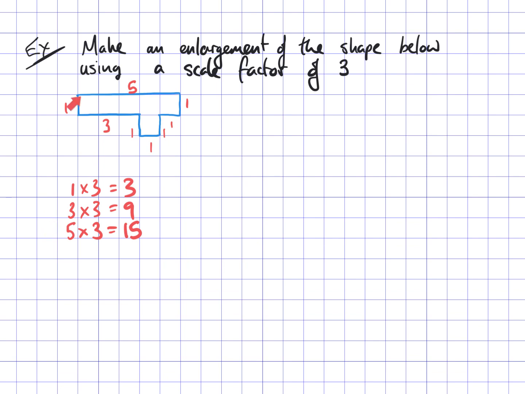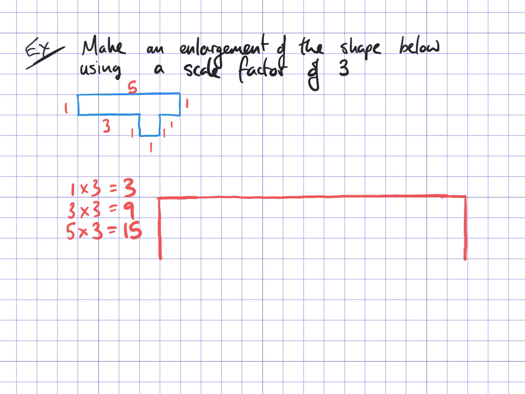So this side here that's 5 boxes long, 5 multiplied by 3 is 15, so I need to draw that 15 boxes long. Now you would use a ruler for this. On this software I don't have a ruler option, so I'm just going to do it freehand best I can. We'll then look at the sides that are joined to this one. So this goes down 1 and this goes down 1. 1 multiplied by 3 is 3, so instead of going down 1 and 1, it's going to go down 3 and 3. So quickly sketch them in.